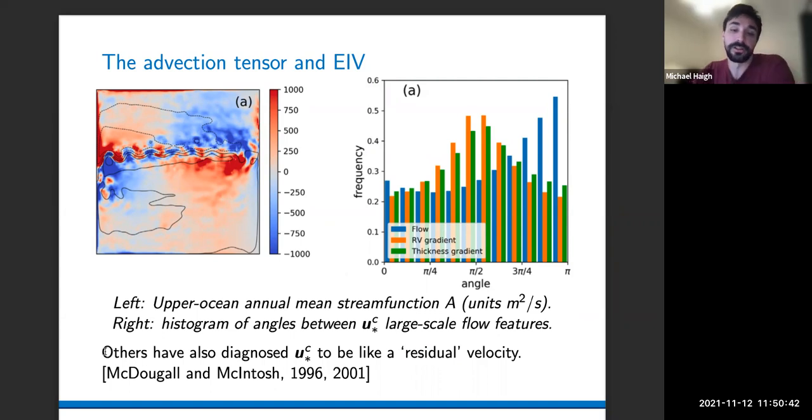And this notion of the large-scale velocity and the eddy-induced velocity opposing one another, and therefore being referred to as a residual, is not new at all. Some of the earliest diagnoses of eddy-induced velocities in the ocean have found this property to exist. So this provides essentially another link with our findings and those of lots of past studies from recent decades.